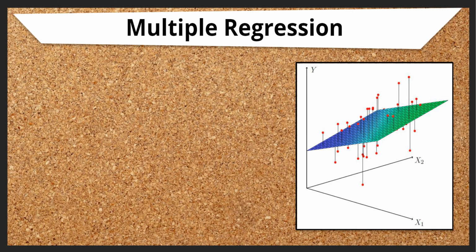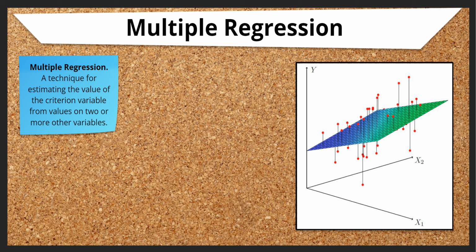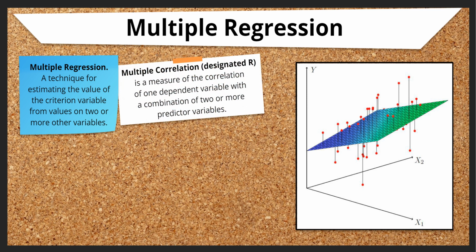Multiple regression. With more than one predictor variable, we use multiple regression. Multiple regression is a technique for estimating the value of the criterion variable from values on two or more other variables. Multiple correlation, designated R, is a measure of the correlation of one dependent variable with a combination of two or more predictor variables. In multiple regression, researchers can determine the statistical significance of both the overall multiple correlation coefficient, R, as well as for each B, or beta, individually.